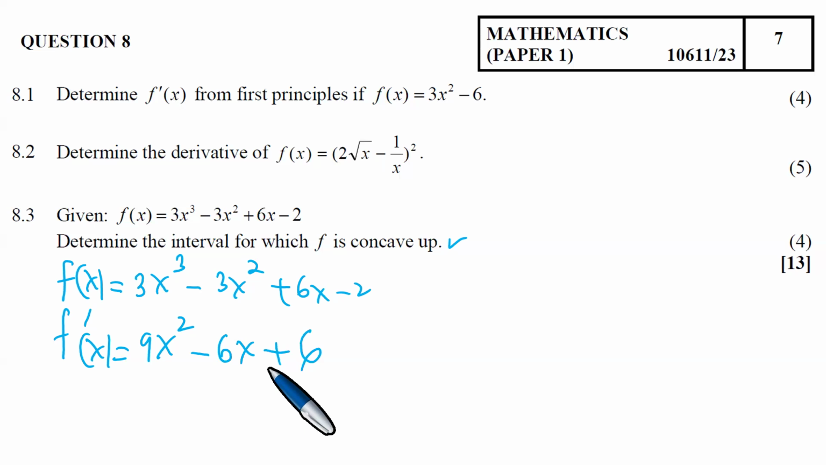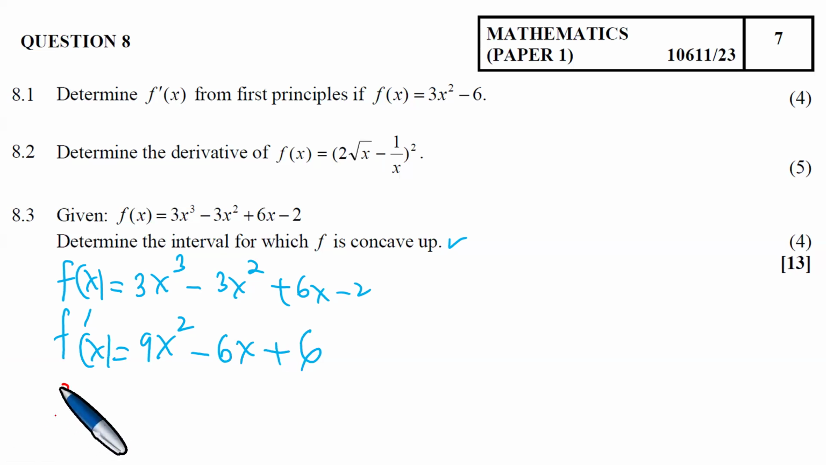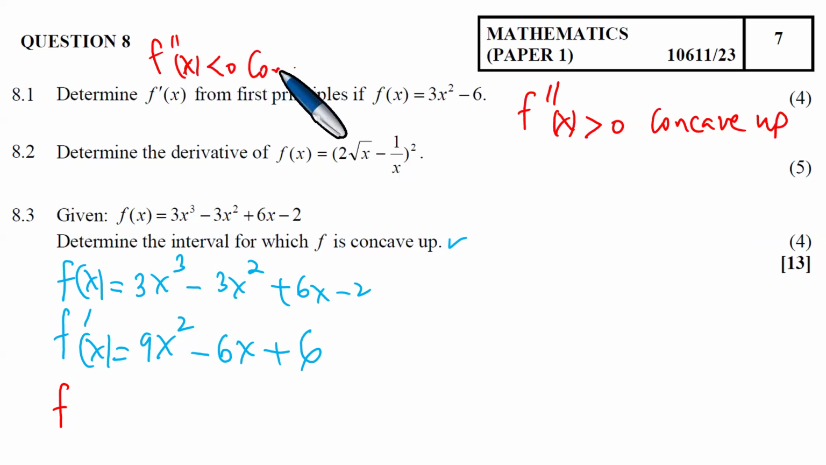Are you stuck? Yes. Okay, then you must get the concave up. Concave up means that you must get the second derivative, and the second derivative is bigger than 0. Then this means concave up. Then there is concave down, which is concave what?